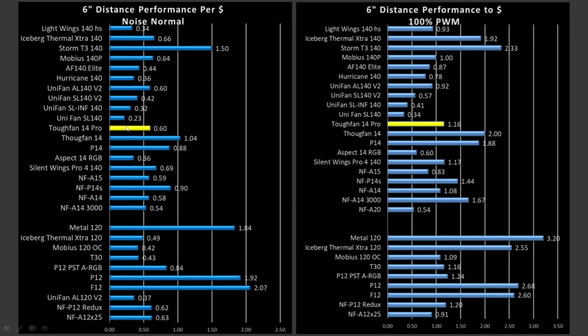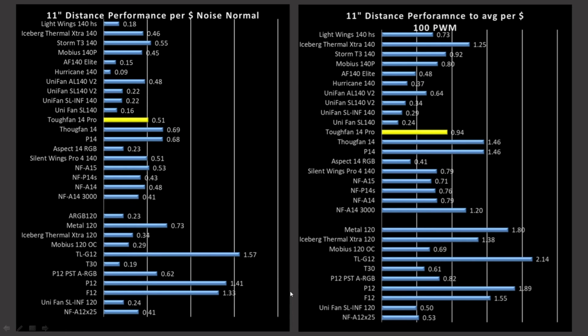And the 14 Pro in the double pack, so $25 per fan, is pretty middle of the road at the 6-inch mark. And at 100%, it's still pretty middle of the road. So it's doing pretty well, but it's a far cry from the best value fans. At the 11-inch mark, it's gained some traction, where it's now in the upper part, but it's still not the best value overall. But it certainly is a pretty good pick.